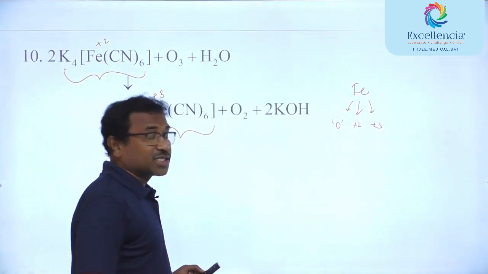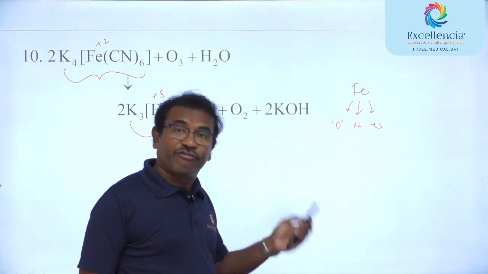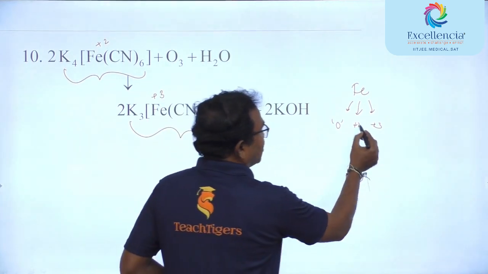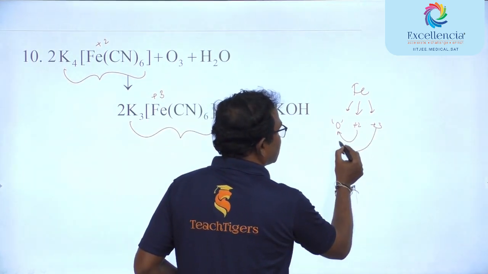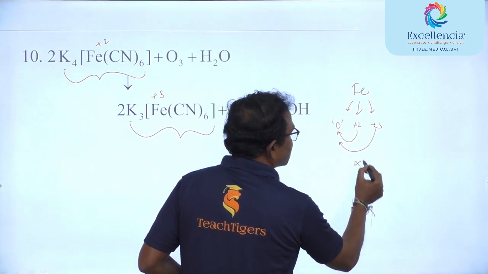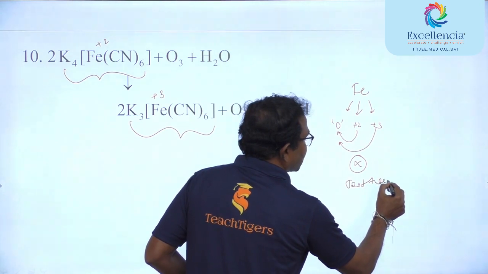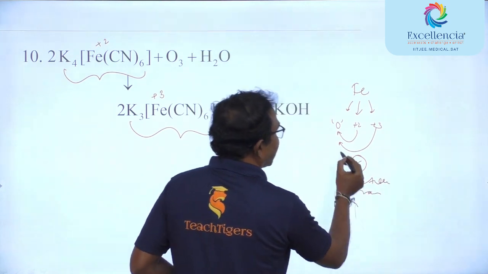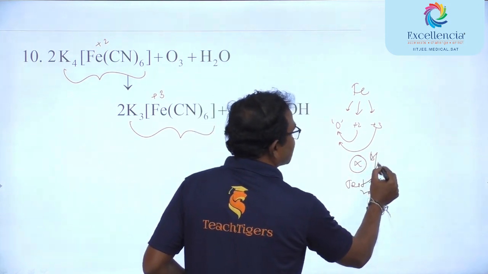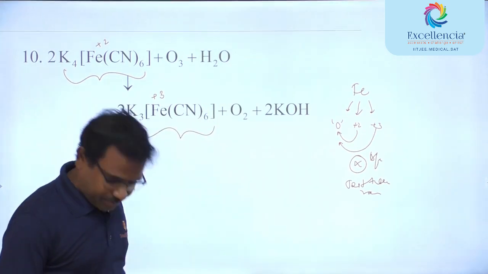And there is no chance of reducing any ferrous or ferric to iron. This to this, this to this is not possible in a test tube. These are not possible in test tube reactions. It is only in the blast furnace.